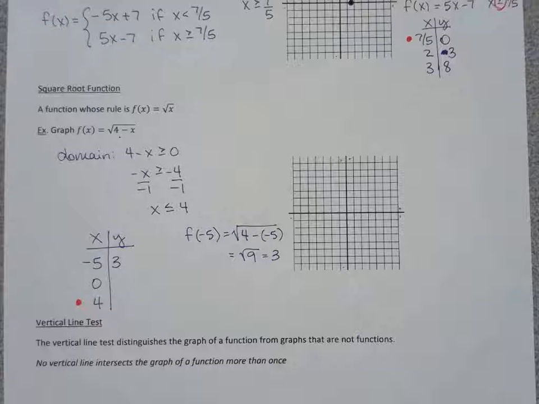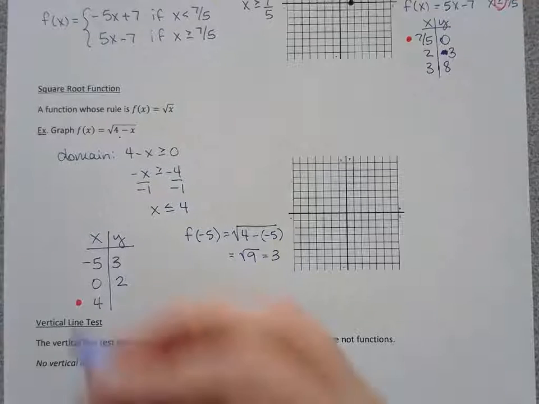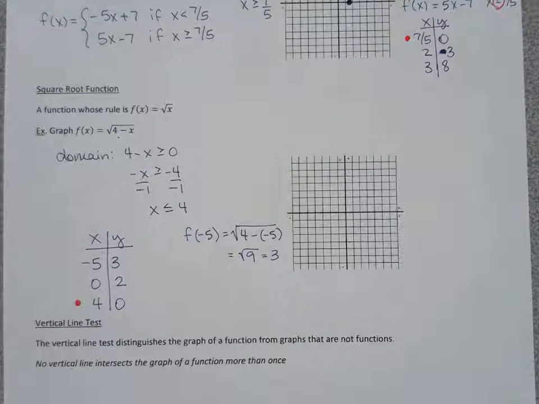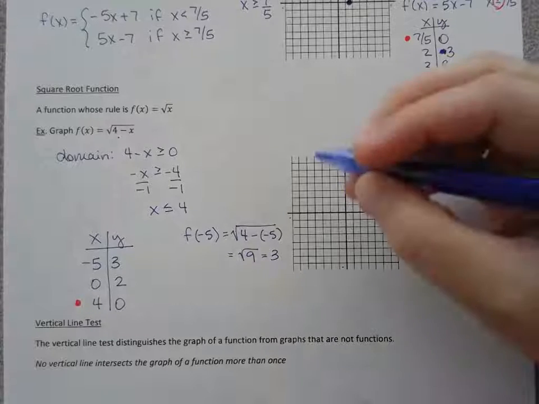What do we get when we plug in 0? Two. You have 4 minus 0, which is 4, and the square root of 4 is 2. When you substitute in 4, 4 minus 4 is 0, and the square root of 0 is 0. So here are 3 points. What's the square root of 1? Square root of 1 is 1, because 1 times 1 is 1.